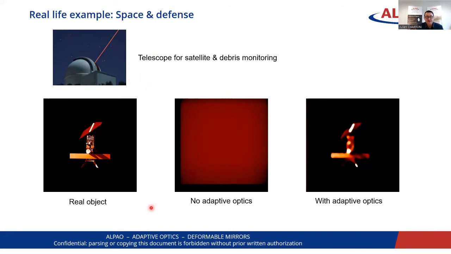This is due to the fact that satellites usually do not emit enough light. So you have to create some kind of reference to close the adaptive optics loop, the feedback loop, and this is done using an artificial guide star made with this kind of laser. Of course, this is a more advanced system, but it is really famous now among astronomy and defense applications.